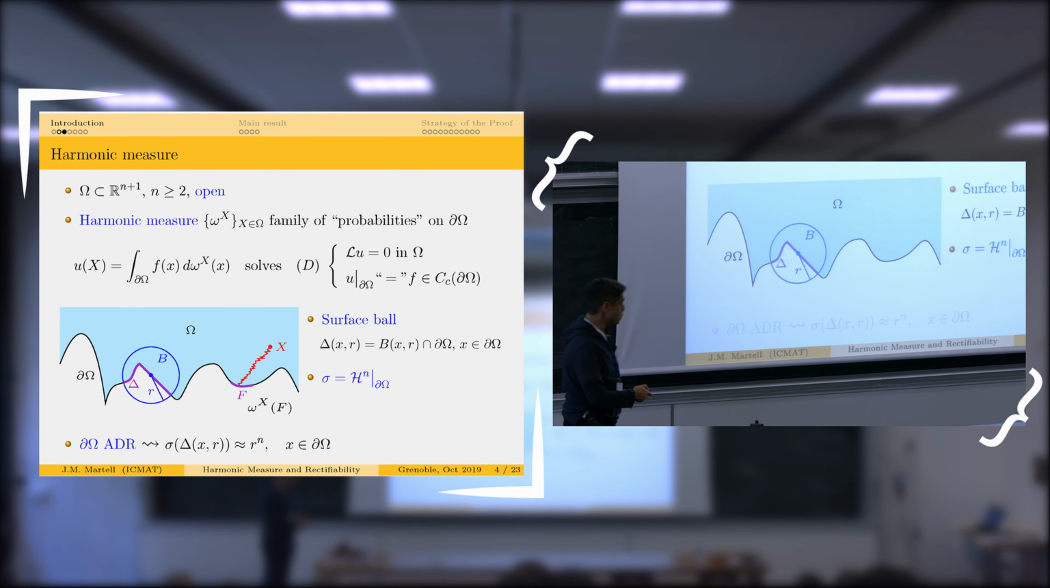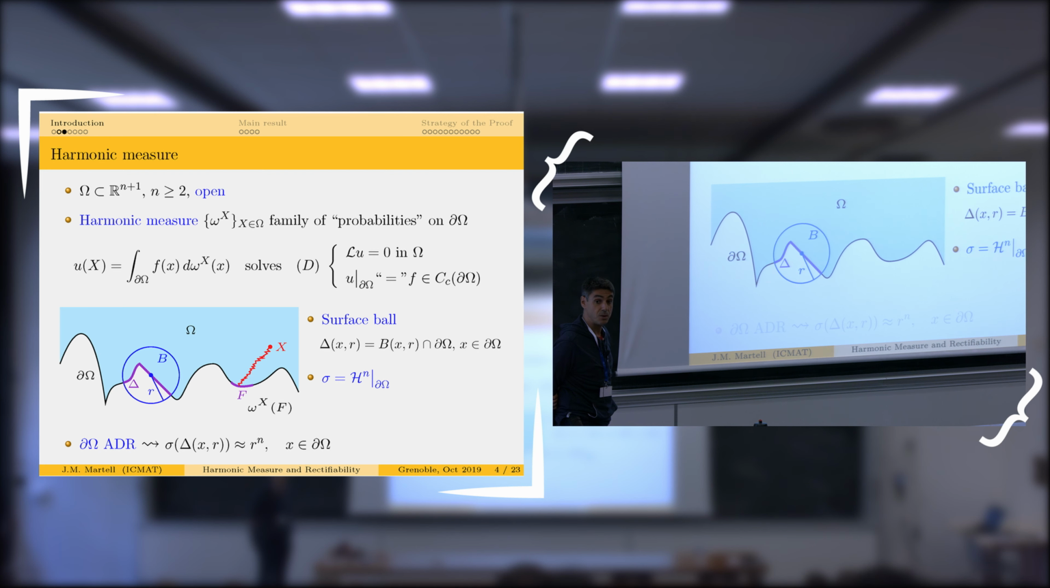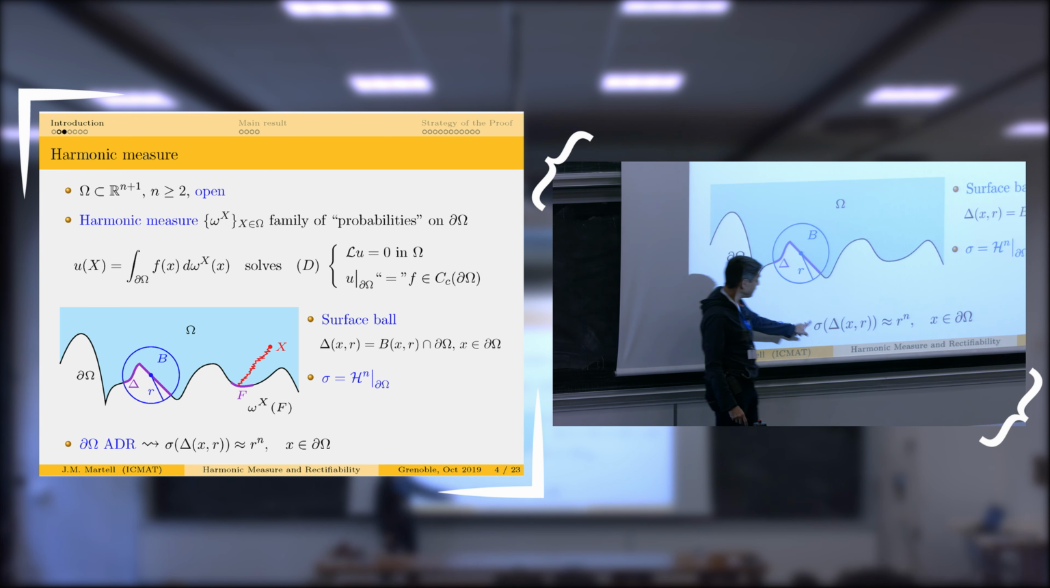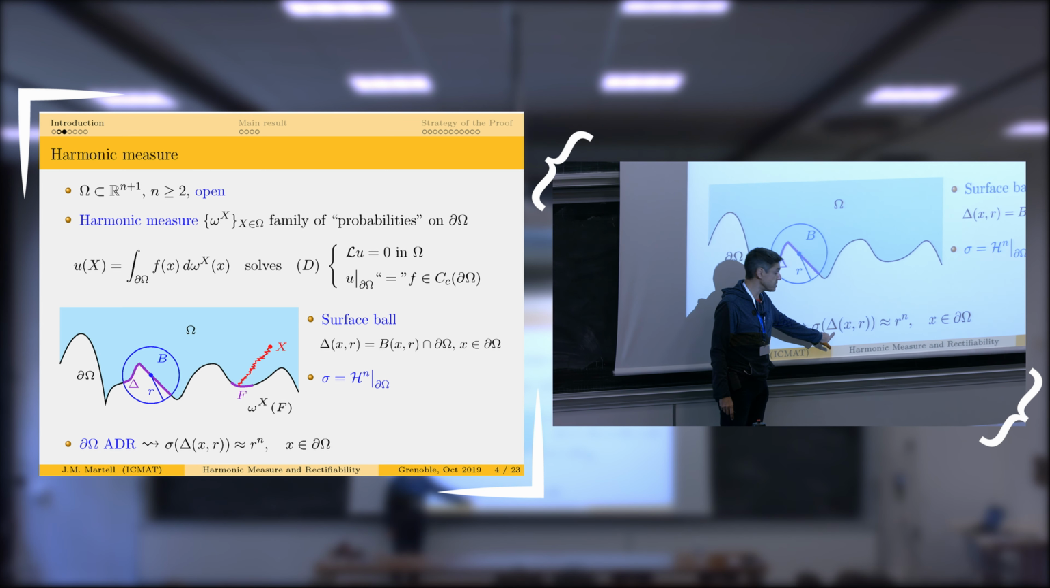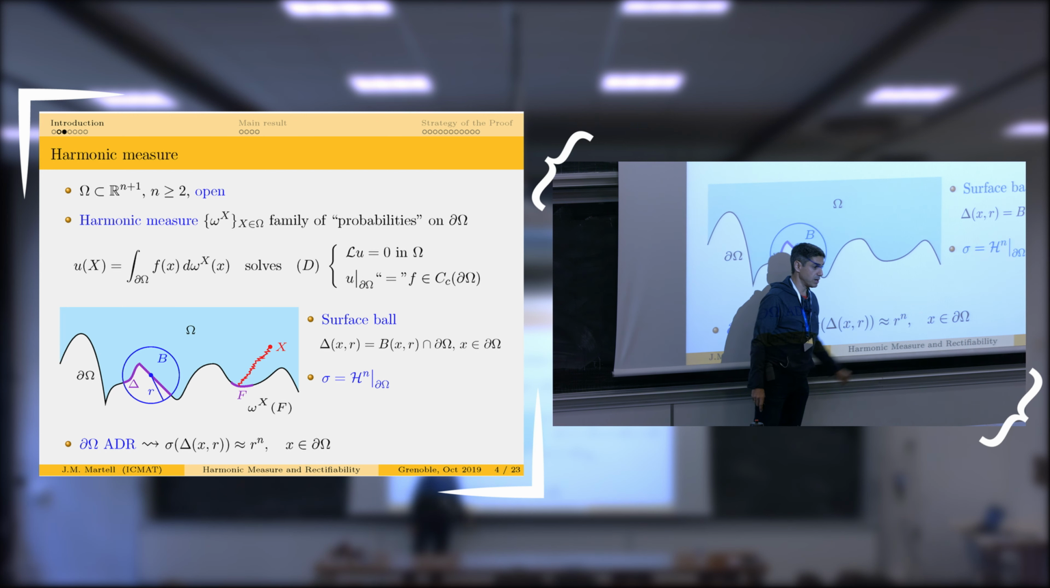Okay? I'm going to use also sigma to denote the surface measure, which is the n-dimensional Hausdorff measure restricted to the boundary. Okay, so as I said before, my domain is R^(n+1), and I'm going to think that my boundary is n-dimensional. So I'm dealing with the codimension 1 case. So this is one condition that I'm going to use all the time, that my boundary is Ahlfors-David regular. So what is Ahlfors-David regular? It says that the surface measure of any surface ball is comparable to r^n.